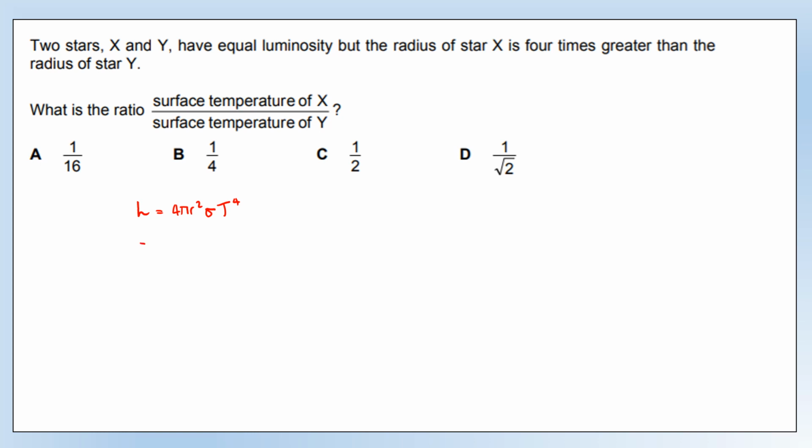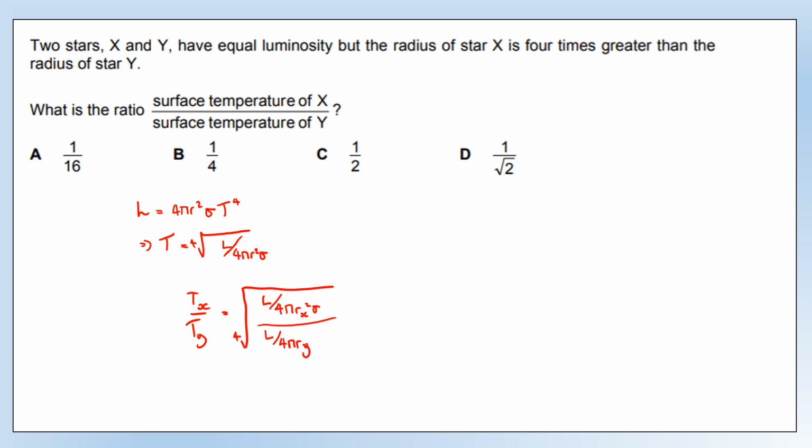So essentially what that means is that temperature is going to be the 4th root of L over 4 pi r squared sigma. Wonderful. Okay, so we want the temperature of X over the temperature of Y. I'm going to put this all inside a 4th root. So we're going to need the temperature of X, that's L over 4 pi Rx squared sigma, divided by L over 4 pi Ry squared sigma.